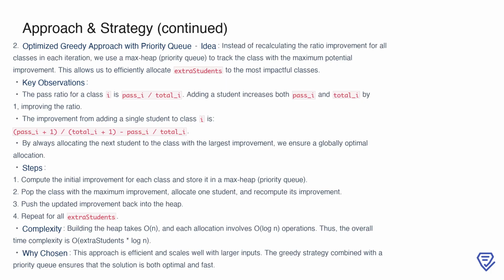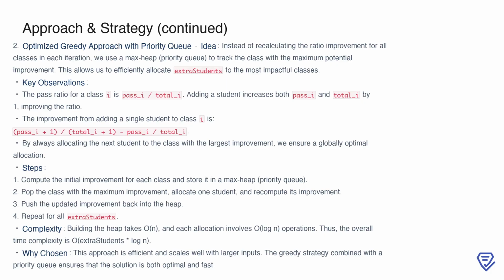The pass ratio for any class is calculated as the number of passes divided by the total number of students. Adding a student increases both the numerator and denominator, leading to an incremental improvement. We can compute this improvement as the difference between the new ratio and the old ratio. By continuously allocating students to the class with the highest current improvement, we ensure a globally optimal allocation.